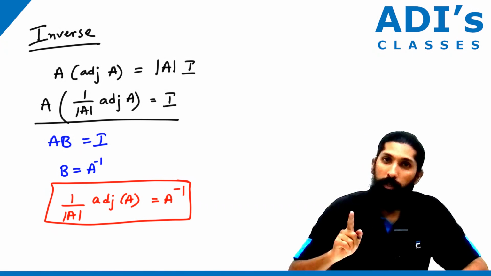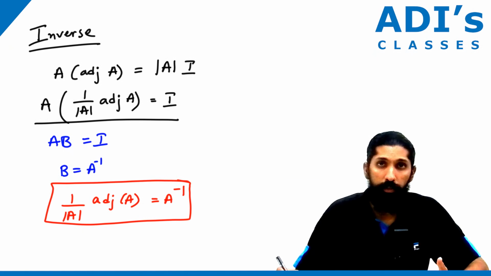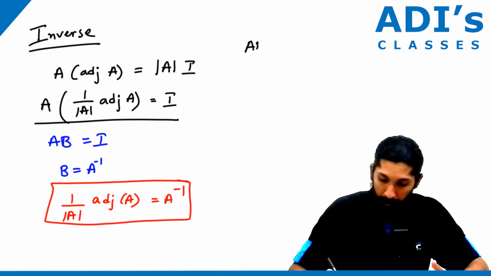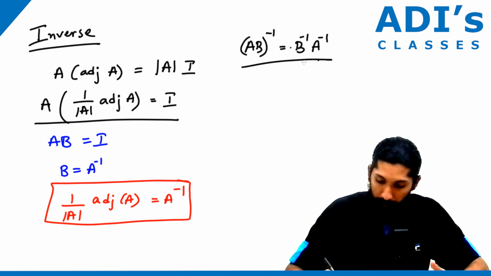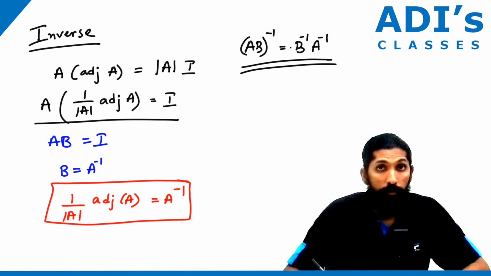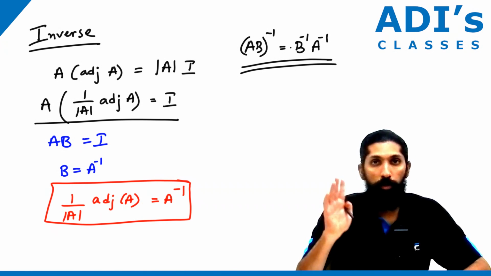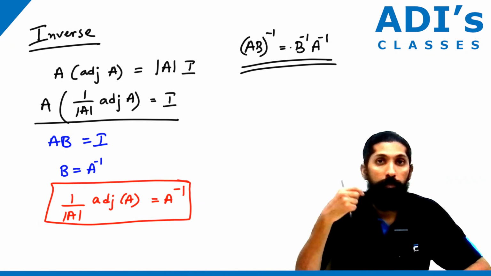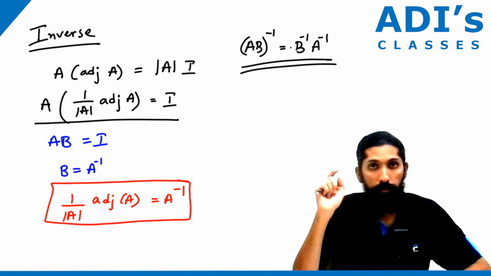Now there is only one very important property of the inverse, which we'll discuss right now. See, when you have A into B whole inverse, then you get B inverse into A inverse. AB whole inverse is B inverse into A inverse. Now guys, there are only two things you have to know in inverse. One is the formula for inverse itself. The second one is AB whole inverse is B inverse into A inverse.